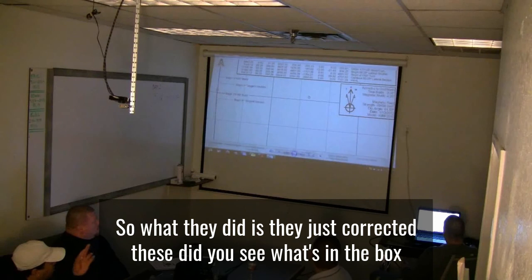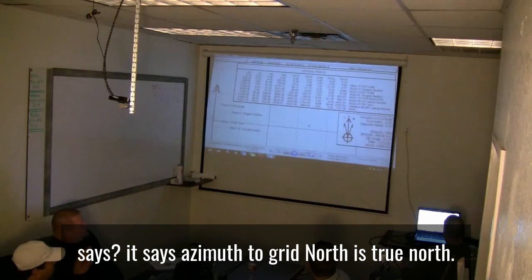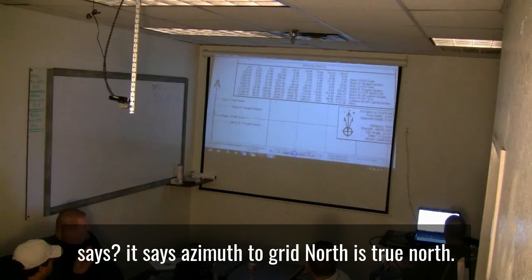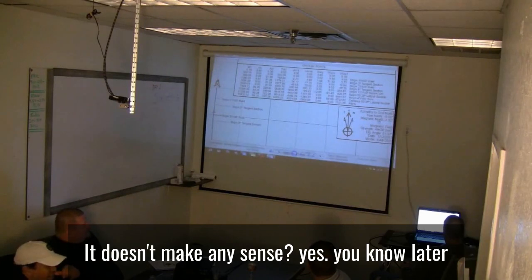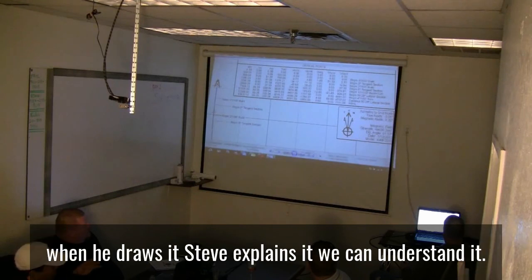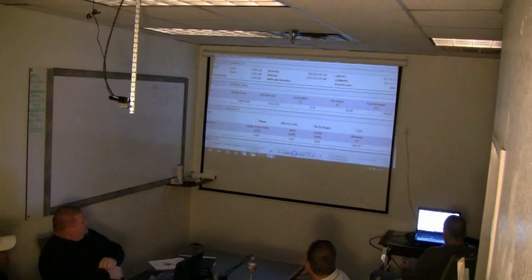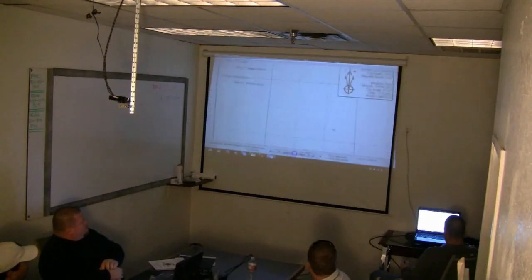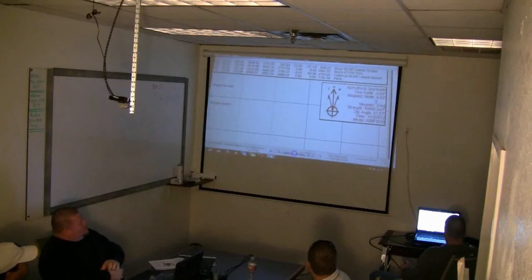So what they did here, they corrected what's at the top. It says azimuth to grid north is true north. So they corrected to the true north actually, not to the magnetic north. That doesn't make any sense. Later when you draw it, Steve, and explain it, you can understand it. What did they use? They used 4.26. They added both of them.